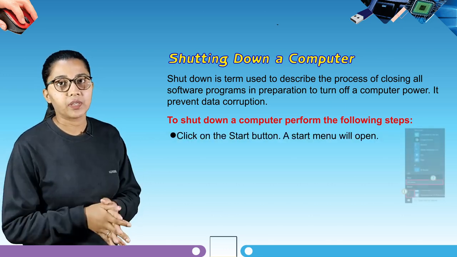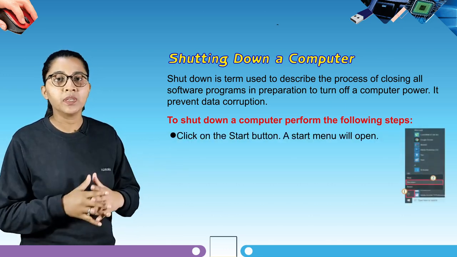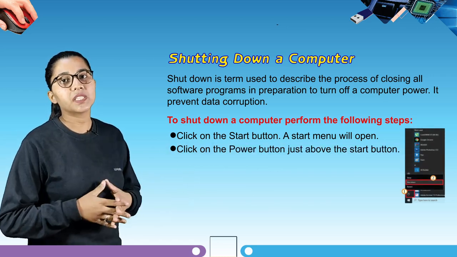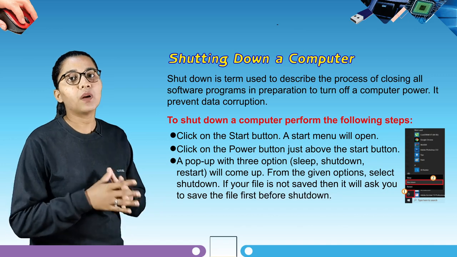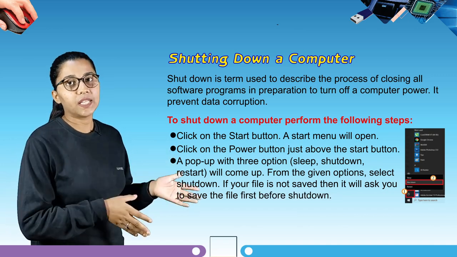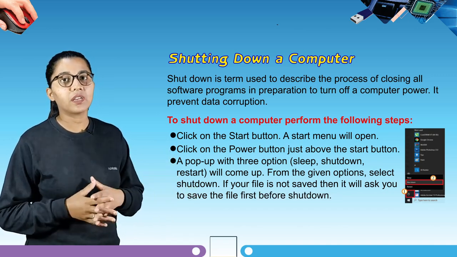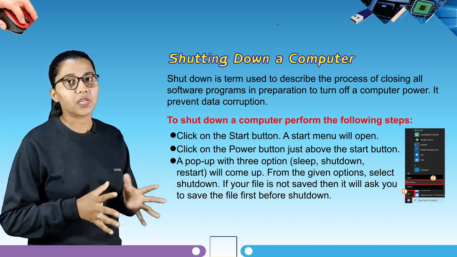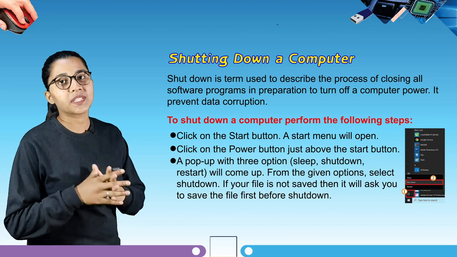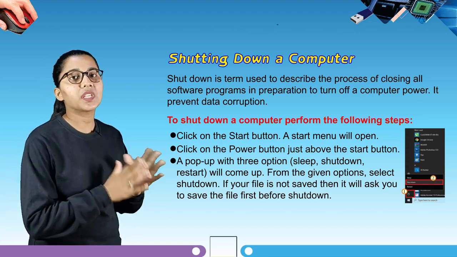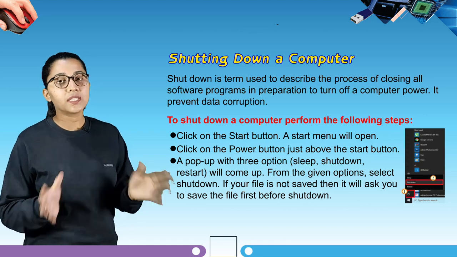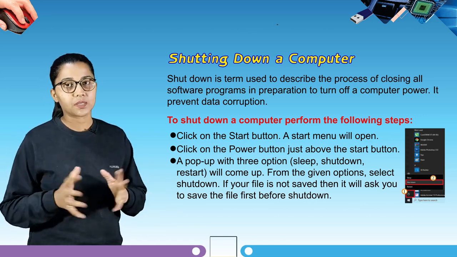Click on the Start button. A start menu will open. Now, click on the Power button just above the Start button. A pop-up with 3 options, that is Sleep, Shut Down and Restart, will come up. From the given options, select Shut Down. If your file is not saved, then it will ask you to save the file first before shutdown. So students, this is how you will shut down your system.